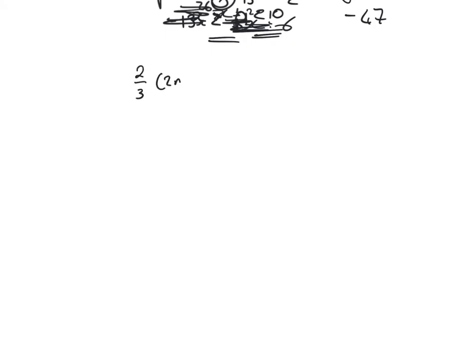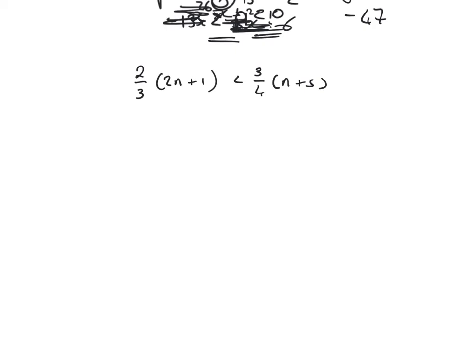2/3 of 2n plus 1 is less than 3/4 of n plus 5. Okay, now we've got a problem here, which is if we multiply through by 3 to get rid of this 3 here, that still won't eliminate the fraction on this side, because it appears on this side that we need to multiply through by 4.